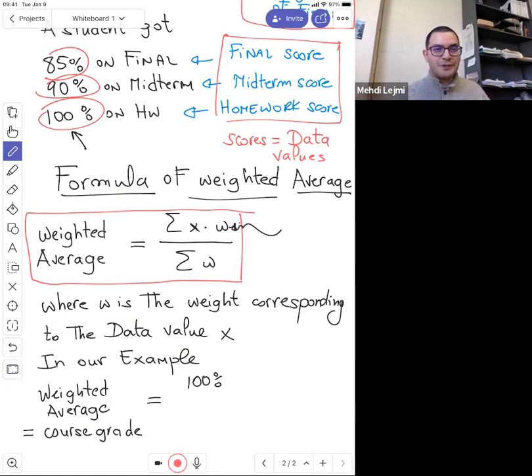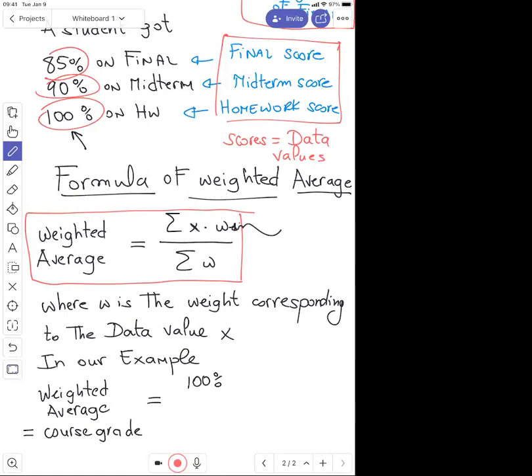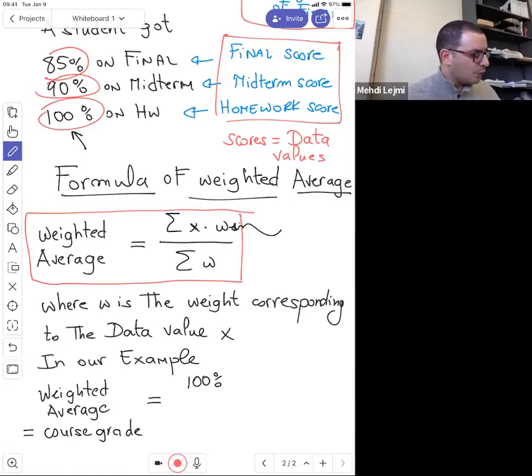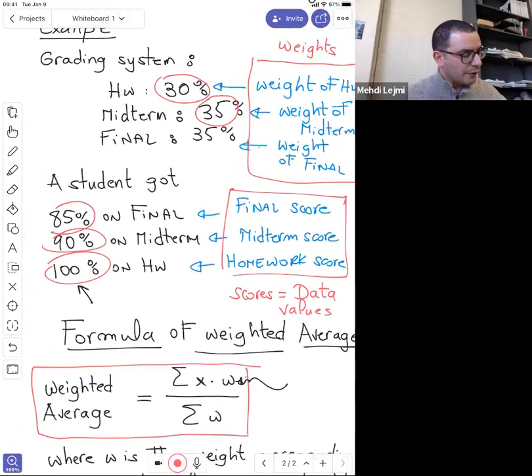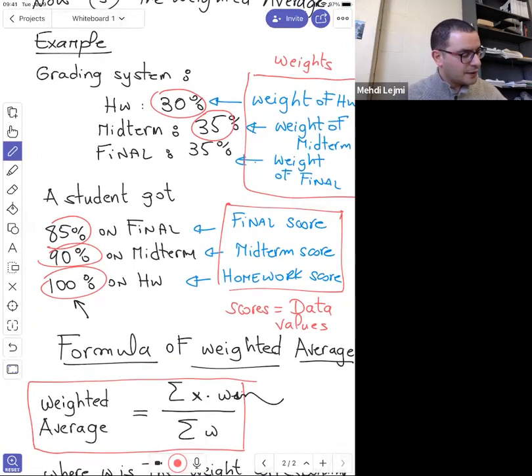That's the score of the student on the homework, and the corresponding weight. So what's the corresponding weight? Well, the homeworks are worth 30%, so the weight of the homeworks is 30%. The corresponding weight to the score of 100 is 30%, because the 100 is what the student got on the homework, and the homework is worth 30%.